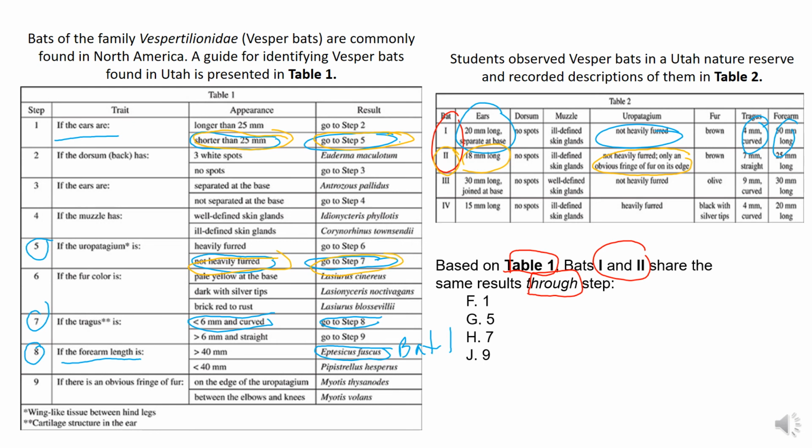It says if the tragus is less than or greater than. Well, the tragus here is 7 mm straight. So that is obviously higher than this, and it says go to step 9. And then once we go to step 9, it says if there is any obvious fringe of fur. Well, the fringe of fur here, if you look, it says only an obvious fringe of fur on its edge. So this has to be bat 2.